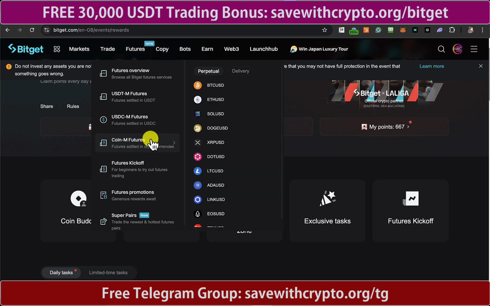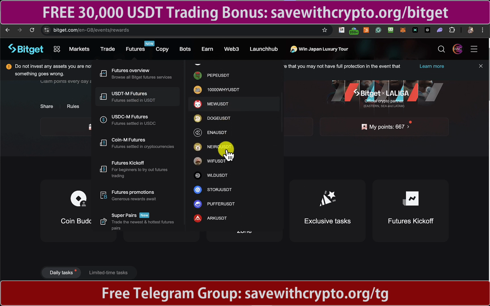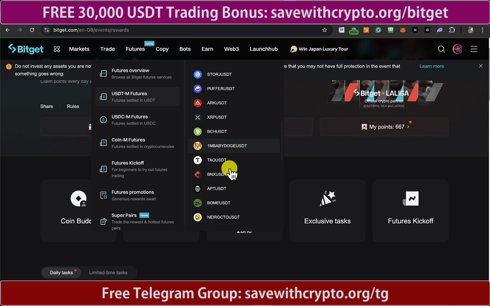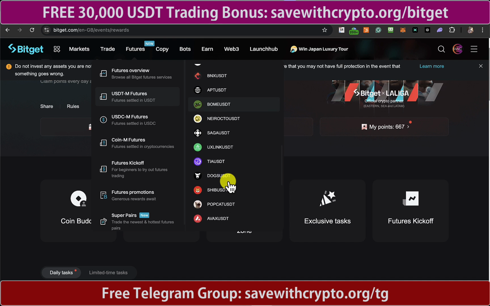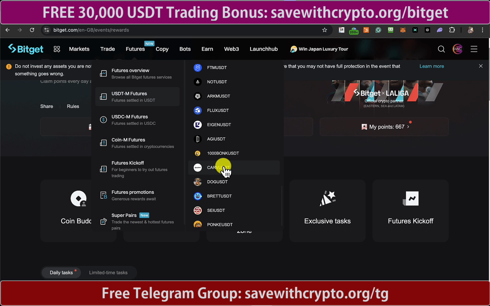Now with coin M, there aren't that many cryptos that you can trade with inverse perpetual. On Bitget, you've got Bitcoin, Ethereum, Solana, Doge, XRP, DOT, Litecoin, Cardano, Link, EOS, and Tron. Okay. Now with USDT-M, you've got all these that you can trade. So you've got things like Pepe and WIF and Puffer, that's a new one, and Tau, whatever, I don't know, a lot of these I've never heard of. Shibs there, Popcats there. So in that case, say you were trading Popcat with like 1,000 USDT, you did a Popcat trade, you doubled your money, you've got 2,000 USDT. You haven't got Popcat, right?